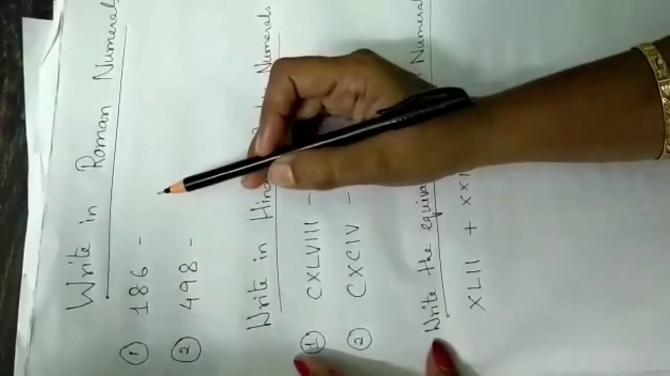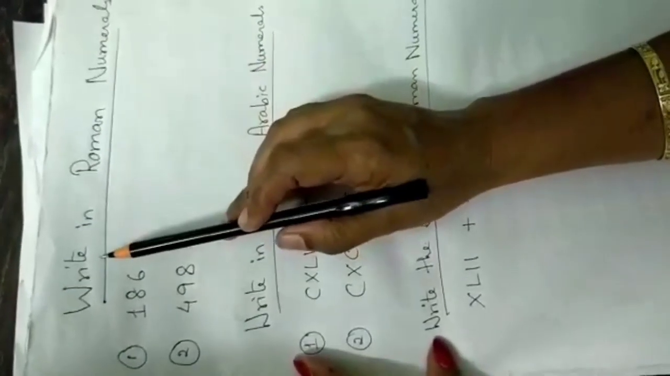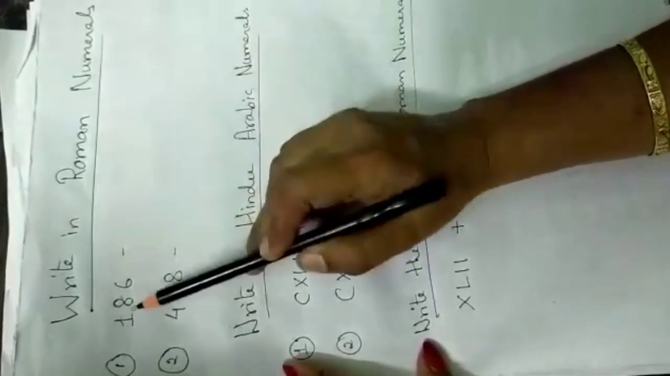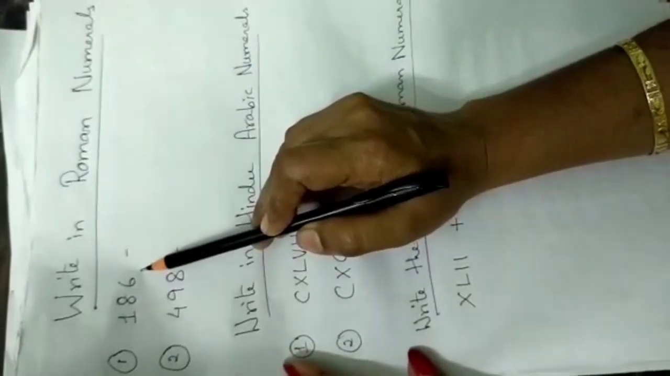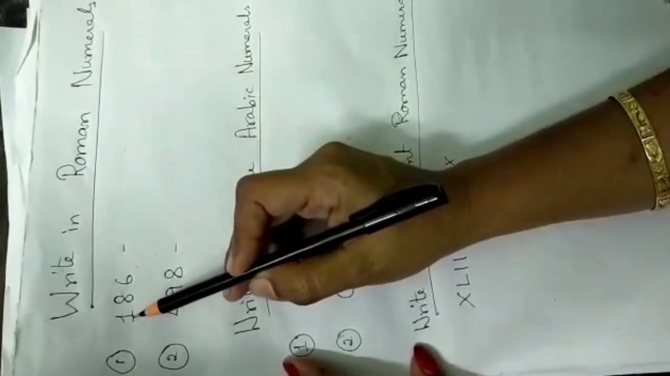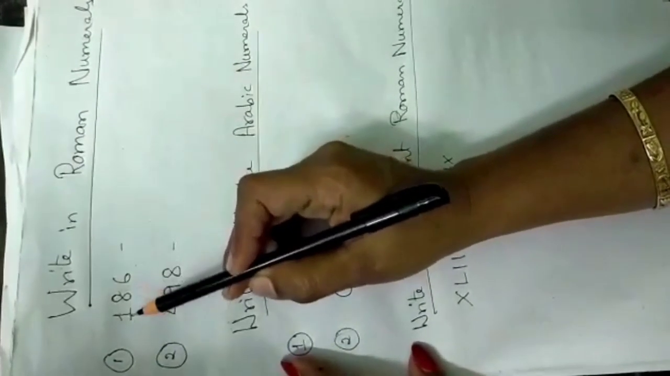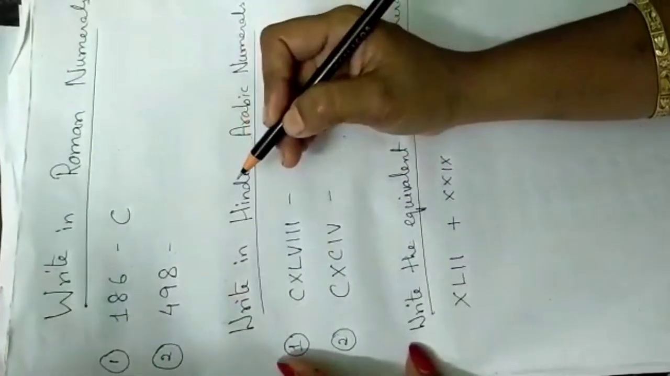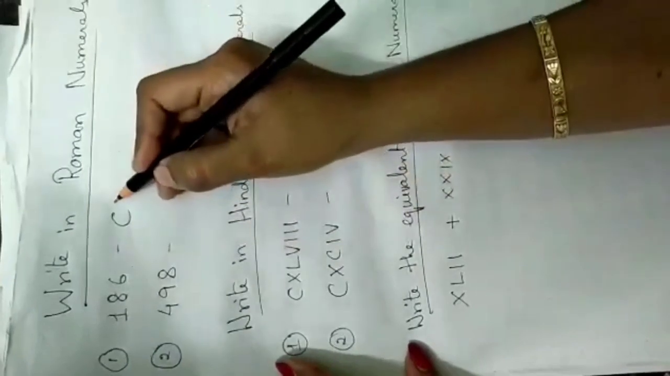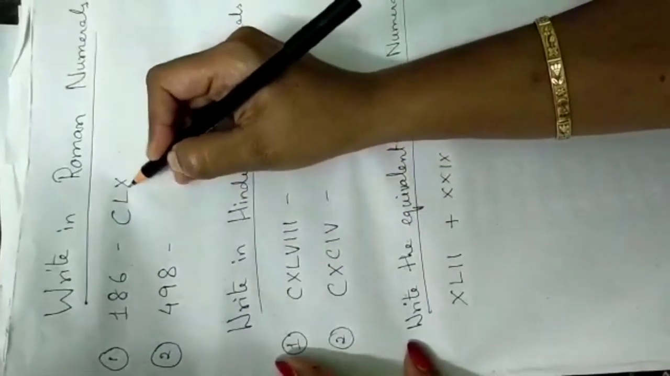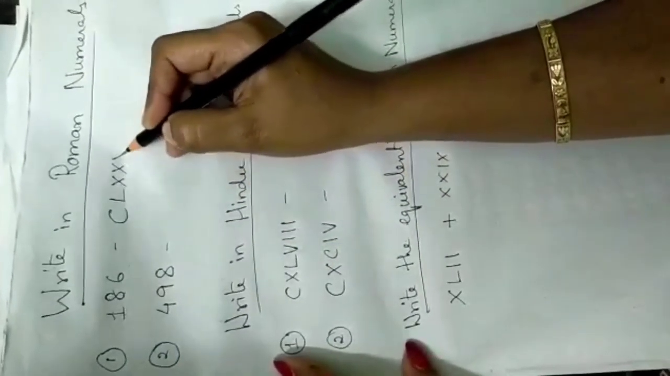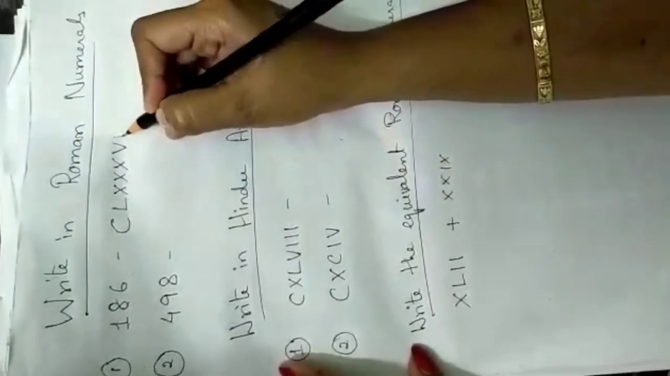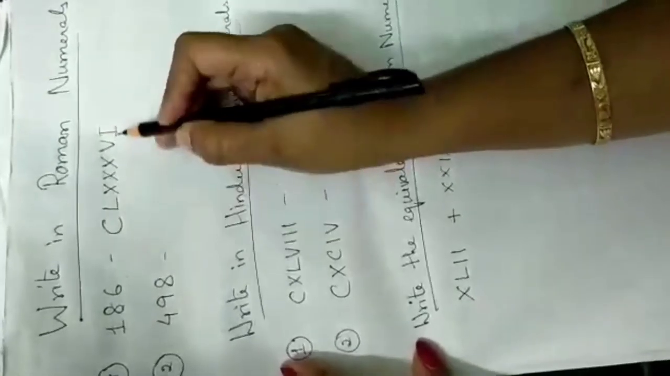Now suppose you have been given a sum where you need to write a number in Roman numerals when it is given in Hindu-Arabic. How will you do that? See, the number given is 186. How do you write 100? By simply writing a C. How do you write 80? It is 50 plus 10 plus 10 plus 10. And how do you write 6? VI. So this is how you write 186.